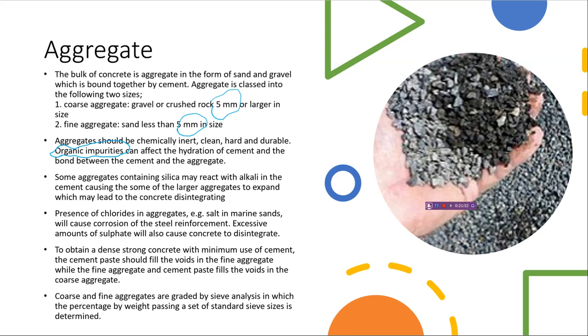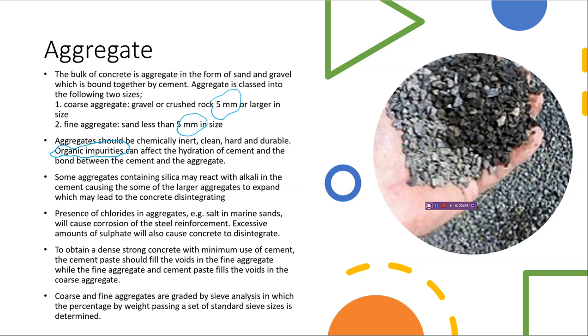Semacam aggregate lah. Okay, so some aggregates contain silica may react with alkali in some cement, causing some larger aggregate to expand, which may lead to the concrete disintegrating. Okay, so perhaps aggregate ni dia tak ada silika, tapi bila dia digabungkan bersama simen, aggregate ni ada silika. Tapi dia okey je. Tapi bila ada silika ni, dia bergabung dengan simen ni, dia akan react. Okay, sebab ada air. Air ni is actually pemangkin kepada any chemical reaction. So, mungkin akan lead to expansion.